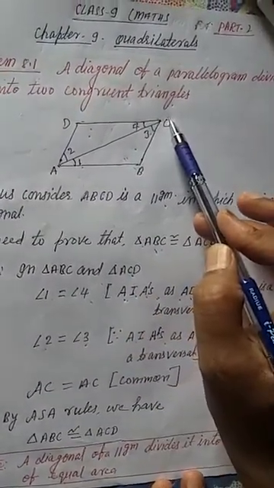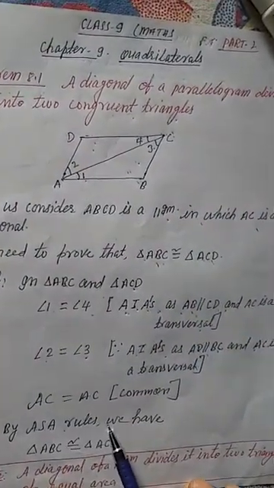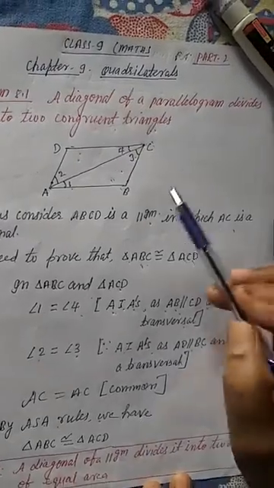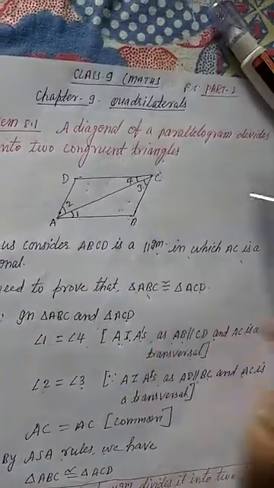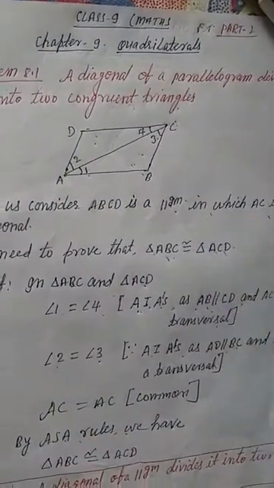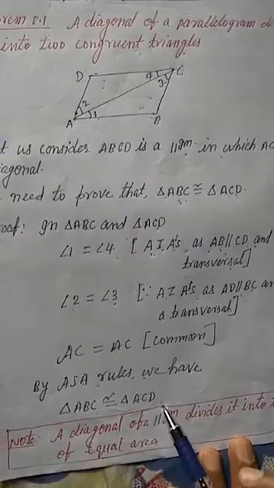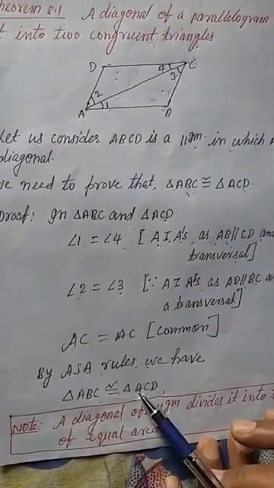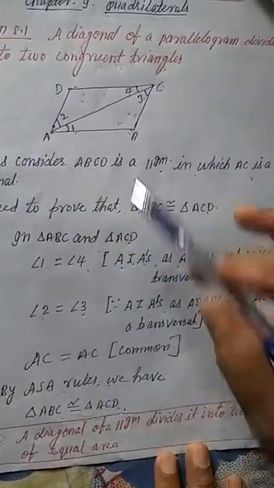So we can see the angle side angle rule. So by the angle side angle rule, we can say that triangle ABC is congruent to triangle ACD. Is it clear? So this is what we wanted to prove. In this way we have to prove it. So this is so easy.